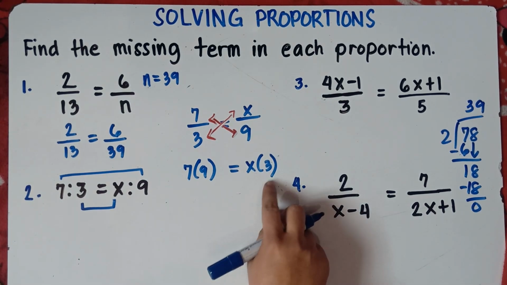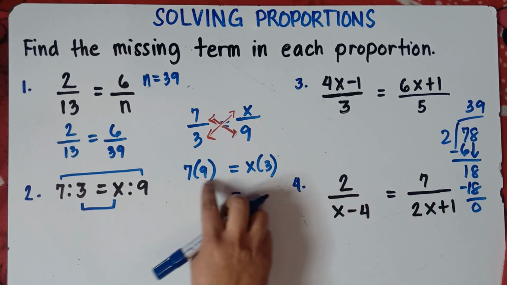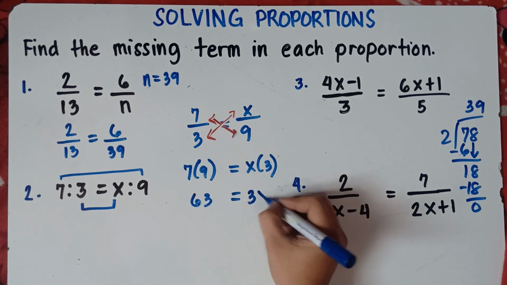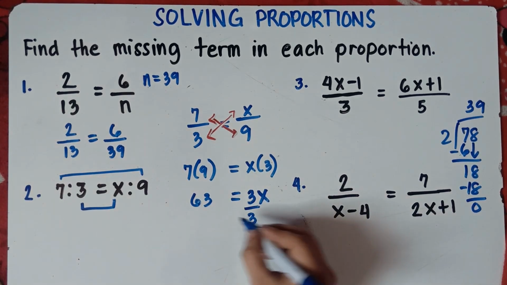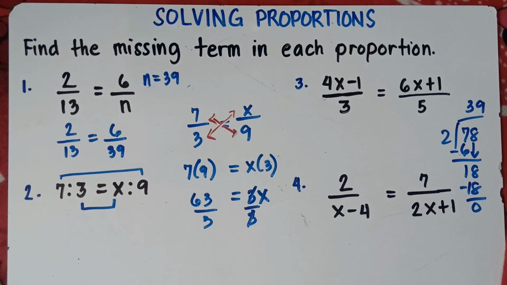X times 3 and 3 times x is just the same answer. That would be 3x. So this will be 7 times 9, that is 63, equals 3x. X times 3, that is 3x. And then divide both sides by 3 so that we can cancel this out and then we can find the value of x. So this will be 63 divided by 3.